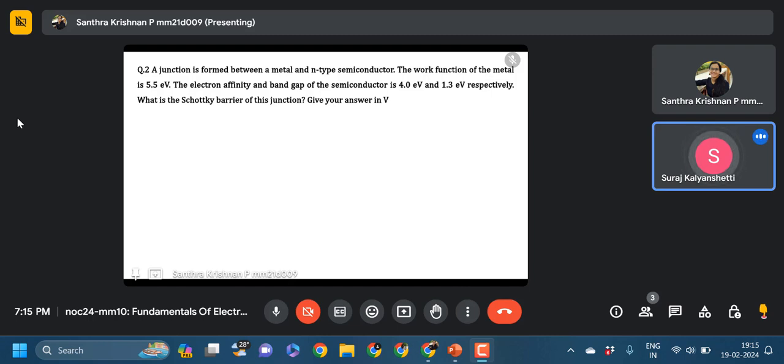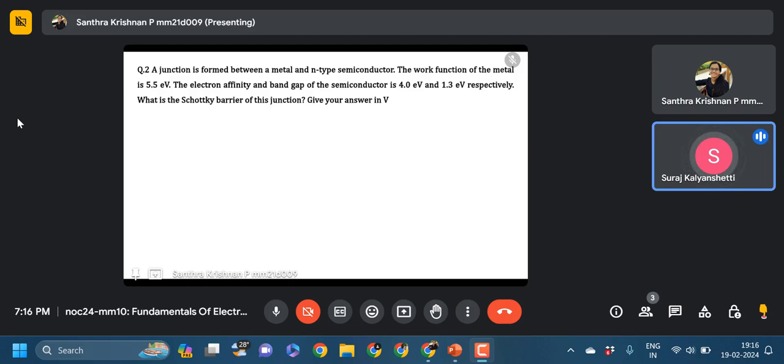Here the bands bend from semiconductor to the metal. So bands bend in the upward direction, and I get a phi b of the electron affinity. Band gap is 1.3, and electron affinity is this much, that is 4.0. So what are they asking?